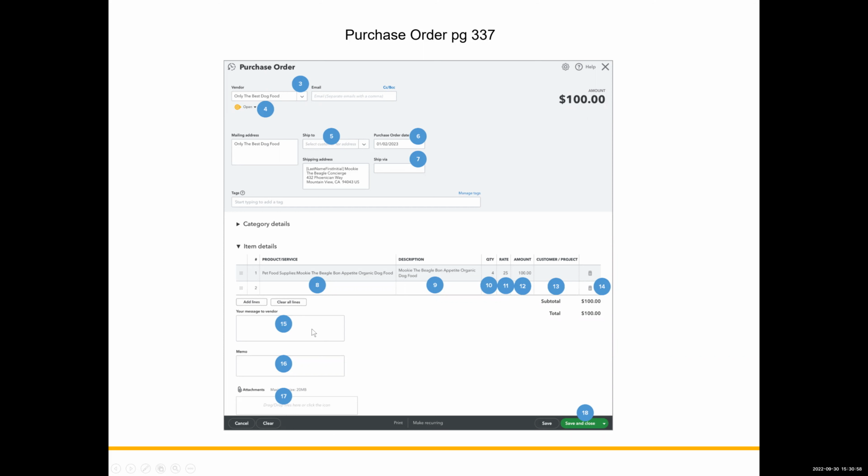The message to vendor, that's just if you want to say a few words to the vendor. Have a nice day. We appreciate working with you. Hope you get this to us soon. You can put a memo here and explain why we're ordering it and things like that. And I like this feature where all the physical source documents you can scan and put them all right here, which will support the reason why you're putting in this purchase order. And then finally, you just hit save and close. And that's it.